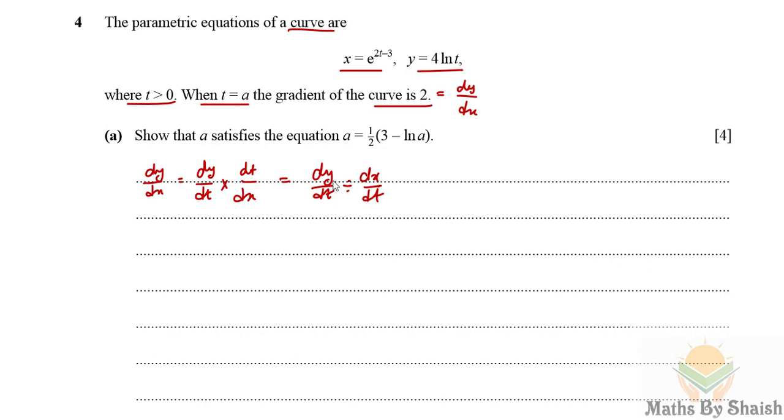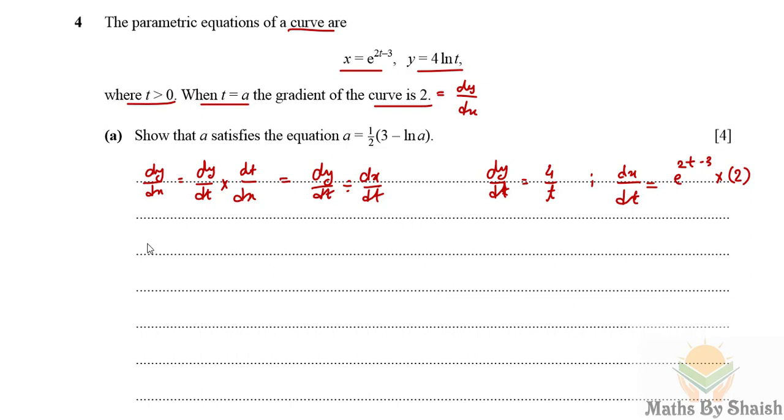So let's find dy over dt first of all in order to substitute. So dy over dt means differentiation of this function with respect to t, we will get 4 over t, and similarly dx over dt. From here we can see it is e raised to the power 2t minus 3, then it is going to be e raised to the power 2t minus 3, and by chain rule it would be differentiation multiplied by differentiation of 2t minus 3, which is 2.